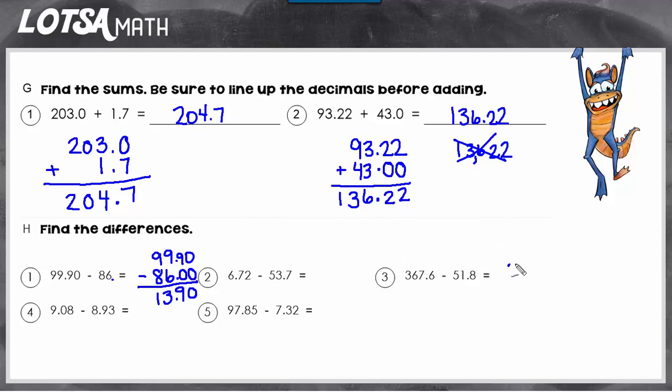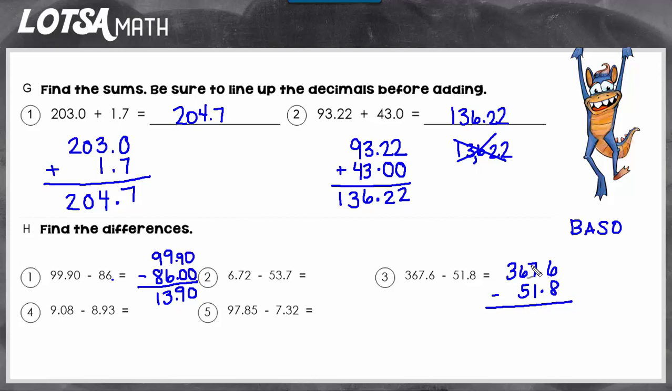So we have 367 and 6/10. We're going to write the next number, 51 and 8/10, right below it, keeping the decimal place lined up. So the 51 would go here, and the 8/10 would go in the 10th spot. And then we're going to subtract just like regular. Now we're going to talk about borrowing because this is a type of problem that requires regrouping. In the tenths place, you can't subtract because if you only have 6, you can't take away 8.